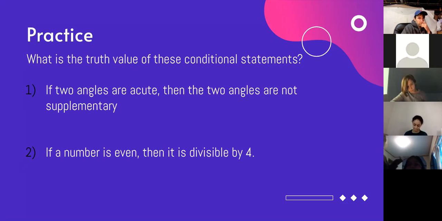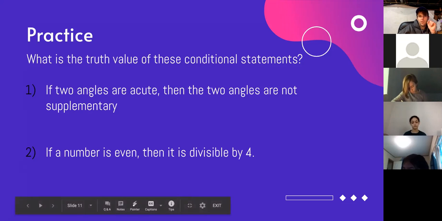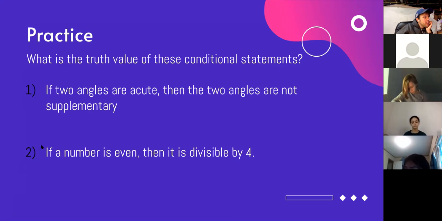So seeing a lot of good answers in the chat. If you do say that one of them's false, will you give your counterexample as well? So I'm seeing a lot of good counterexamples for number 2. That one's the easier one to start. I mean, it's just the easier one in general, I think. Maybe not, but that's my thought on it anyway.